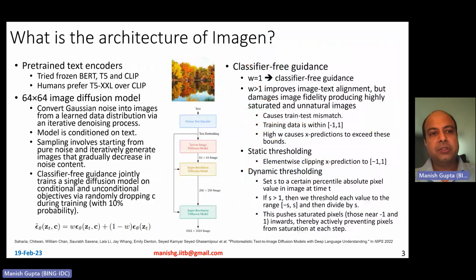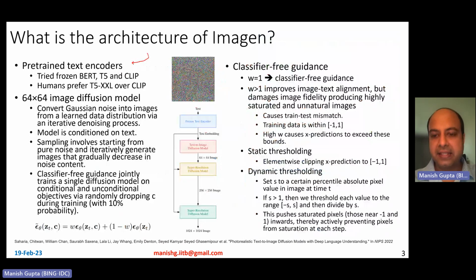Right. As we said, the first part is pre-trained text encoders. So they tried several text encoders, BERT, T5, and CLIP, and they found that humans actually prefer T5 XXL over CLIP. Okay, so that's that. Then the text encoder basically takes the text caption, and the processed output from these encoders is passed as input to the 64x64 image diffusion model.